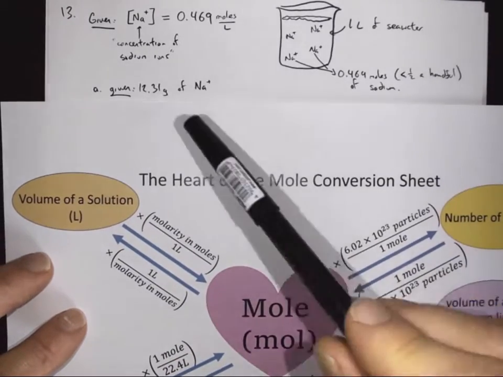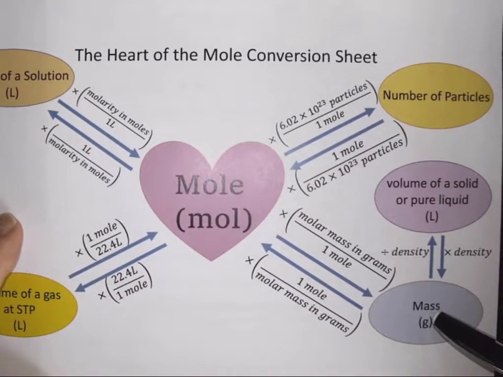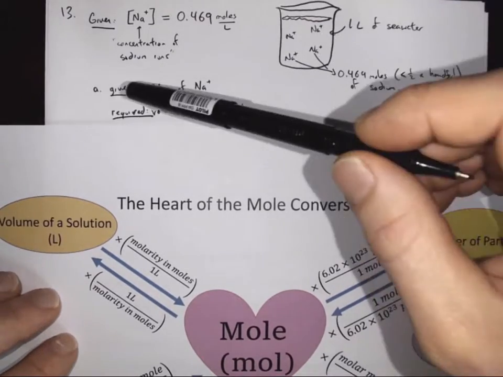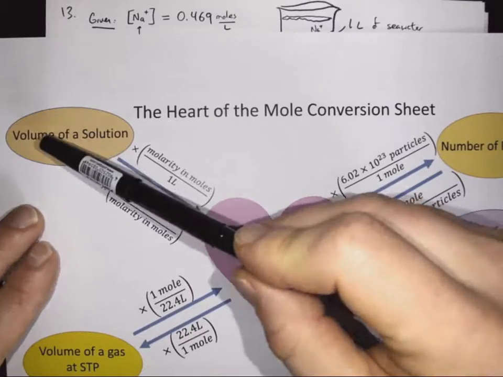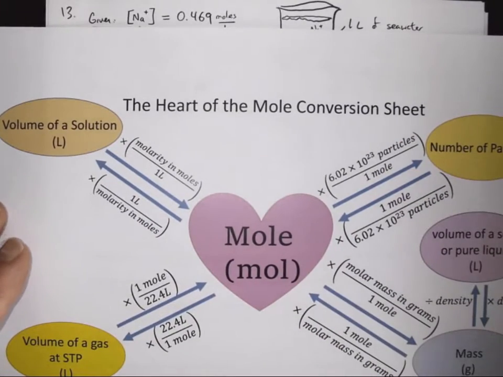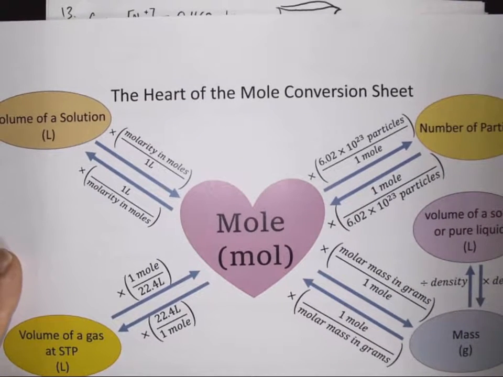We're also given a mass, number of grams of sodium. So that means we live here to begin with. And then we're asked to find the volume of seawater. So there's our word volume, which shows up 1, 2, 3 different places on our conversion sheet here. And we just need to make sure we can understand which position, which volume is relevant to us here.